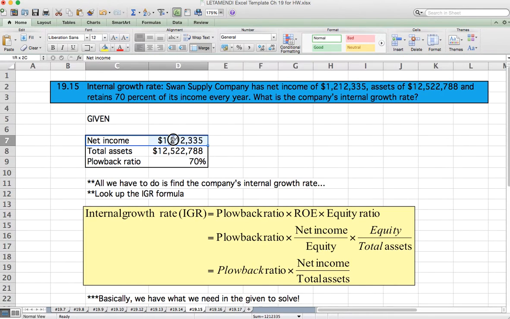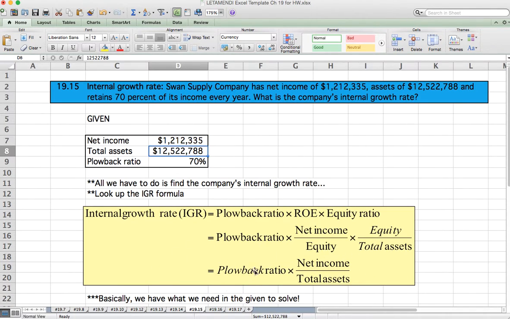So given we have the total income, the total assets, and we have the plowback ratio of 70%, the only thing that we have to do is find the company's internal growth rate. If we look up the IGR formula, it's the plowback ratio times the return on investment times the equity ratio, or plowback ratio times net income over equity times equity over total assets. We have total assets, or the plowback ratio times the net income, which we have, over total assets, which we have.